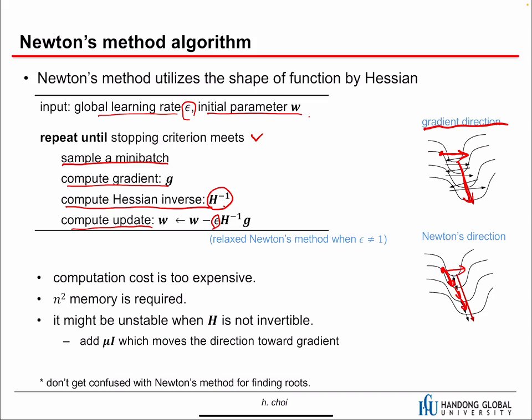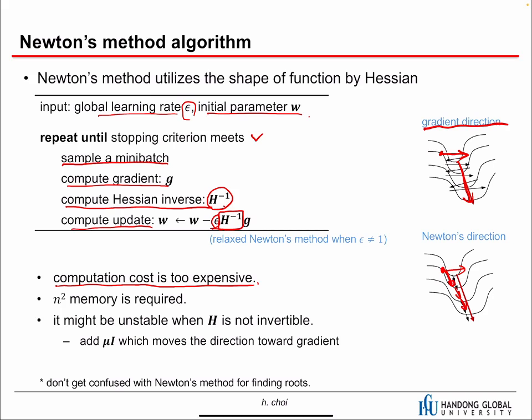But there is some problem here. As I said, the computational cost is too expensive. Look at this one, H inverse. When we have 10 parameters, then the Hessian is a 10 by 10 matrix, so we have to calculate the inverse of a 10 by 10 matrix. If the number of parameters is just 10, it's totally fine.